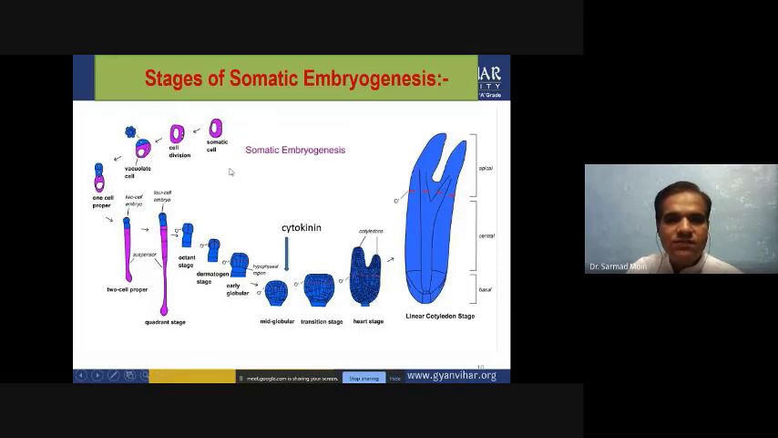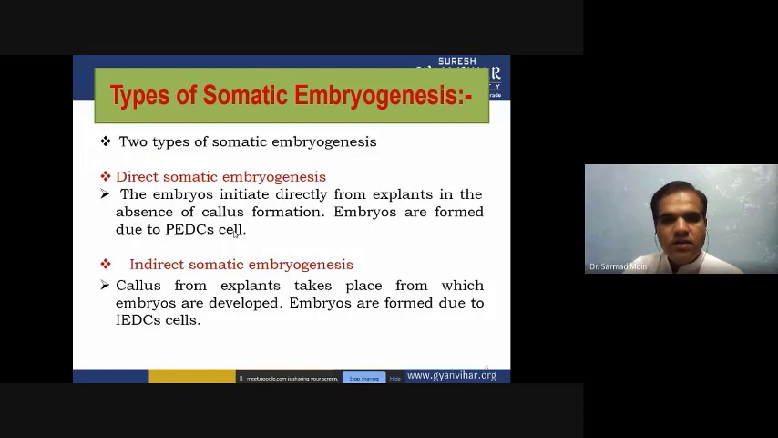So these are the different stages in somatic embryogenesis, and from a single cell we can generate somatic embryos. These cells can be visualized or characterized when we are culturing and producing somatic embryogenesis from a single cell. Now, the types of somatic embryogenesis. There are two types.